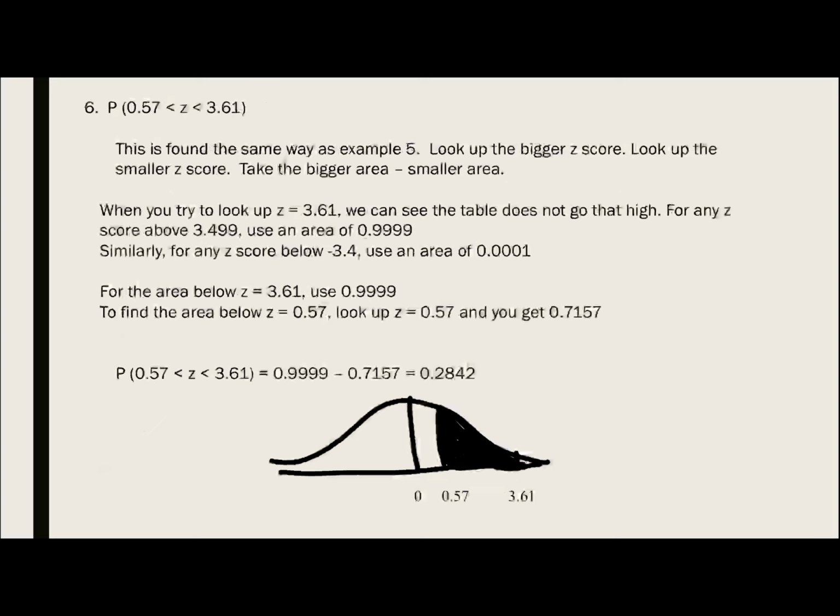So look up the bigger z-score. Look up 3.61, and we're going to use 0.9999. Now look up 0.57, and you get 0.7157. Okay, where do those numbers come from? This is using the same standard normal chart that we've been using this entire lesson. You have to look up these z-scores on that table. Take the bigger area minus the smaller one, and that represents the area between.